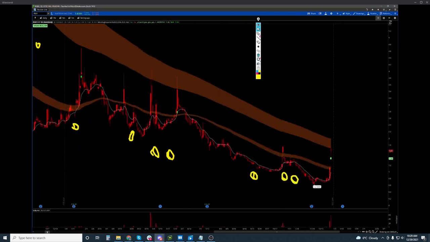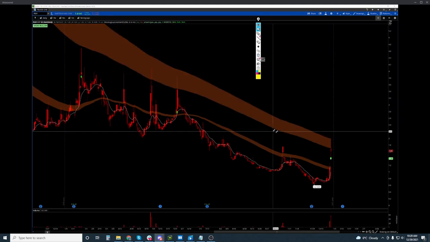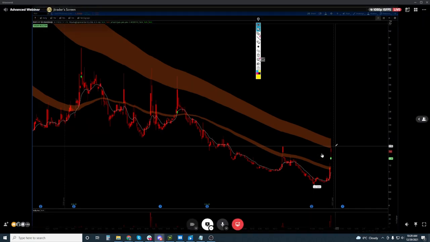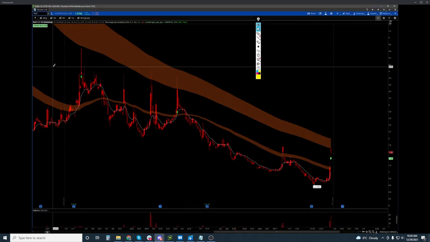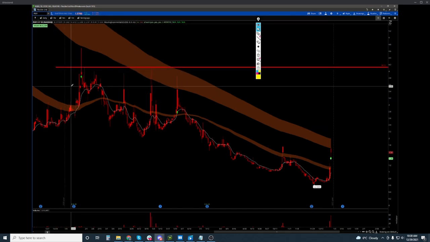So you can see over here, each time we go near that 200, we are rejecting. This morning, I was looking for these levels over here, for the 175, and for a higher level over here at $4. I will explain a few more things.